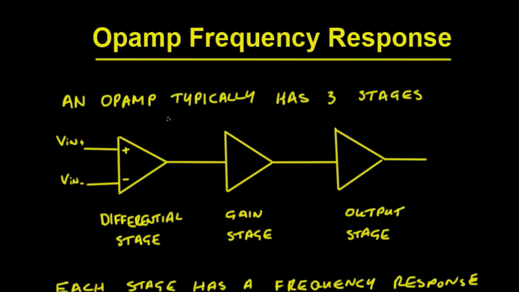In this video we're going to look at the Opamp frequency response and also look at dominant pole compensation. An Opamp, as we'd mentioned previously, can be split into three main sections. There's going to be an input stage, which is a differential amplifier, a gain stage, which is another amplifier that provides most of the gain, and also an output stage.